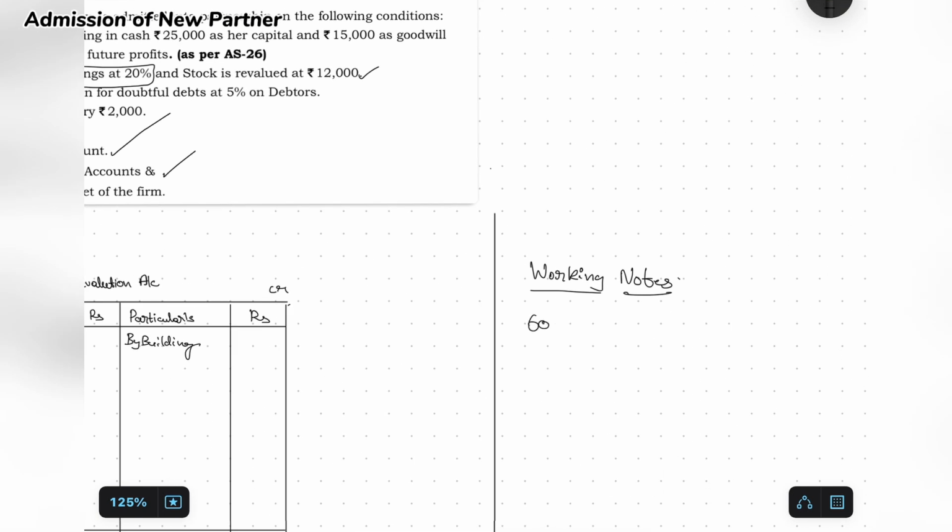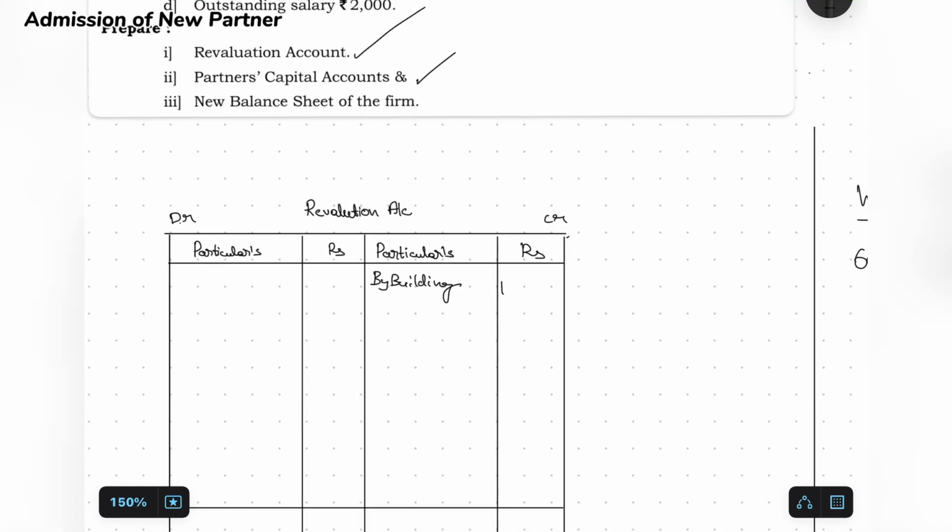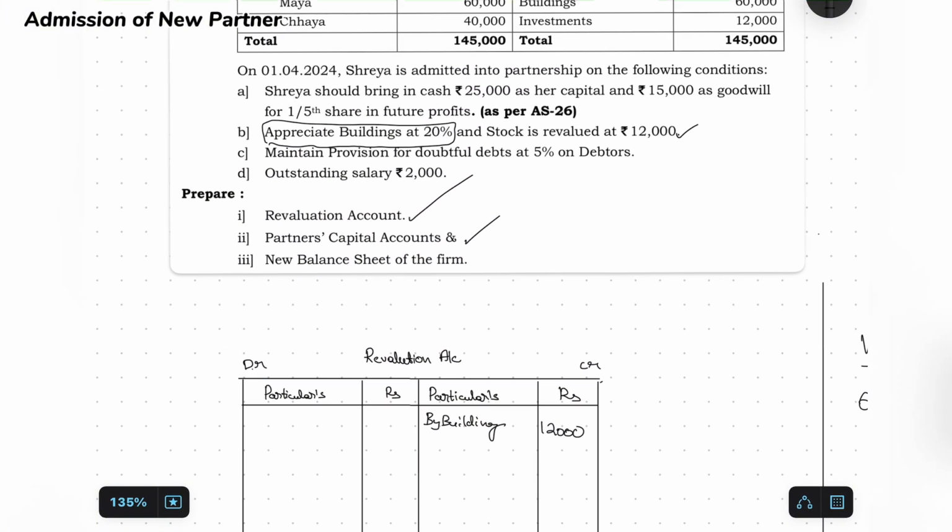I'm going to increase it, that is appreciate by 20%. So 60,000 is the building value. 20 by 100, so it will be 12,000 of appreciation. I will make a note of that here, that is 12,000.